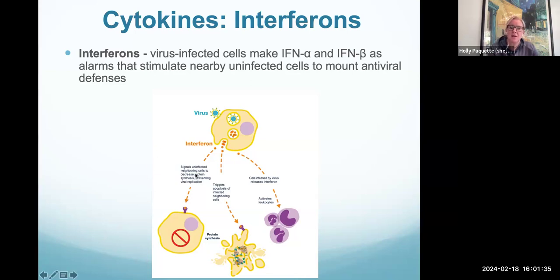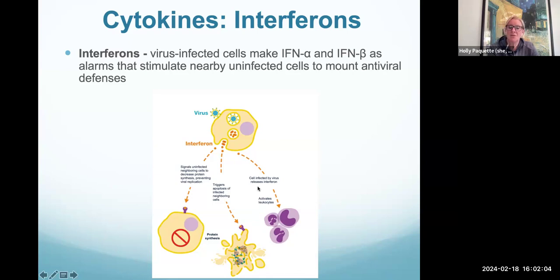So it can signal uninfected cells next to it to slow down their protein synthesis, because remember, viruses depend on that, and that would stop virus replication. They can also send messages that will cause other infected cells nearby to go through what is called apoptosis, or cell death. So this bottom cell is another infected cell, and it's basically telling it you need to get rid of yourself so you don't spread the virus more.